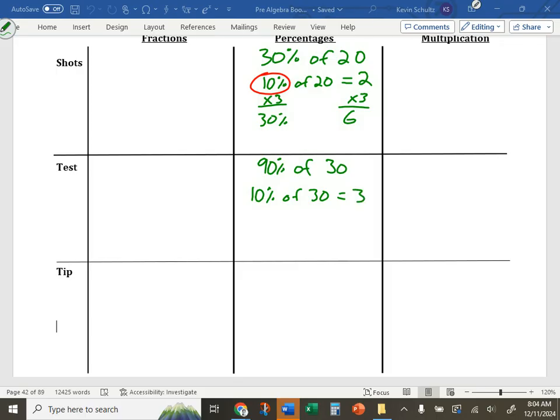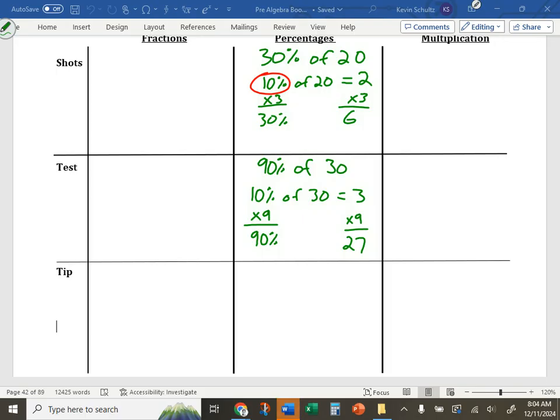Mental, right? How many 10% do I need to get to 90%? Nine of them. So 10% times 9 gives me my 90%. That's what I want. And so I also multiply 3 by 9. And what do I get? 27. Is that the same answer that we got yesterday?